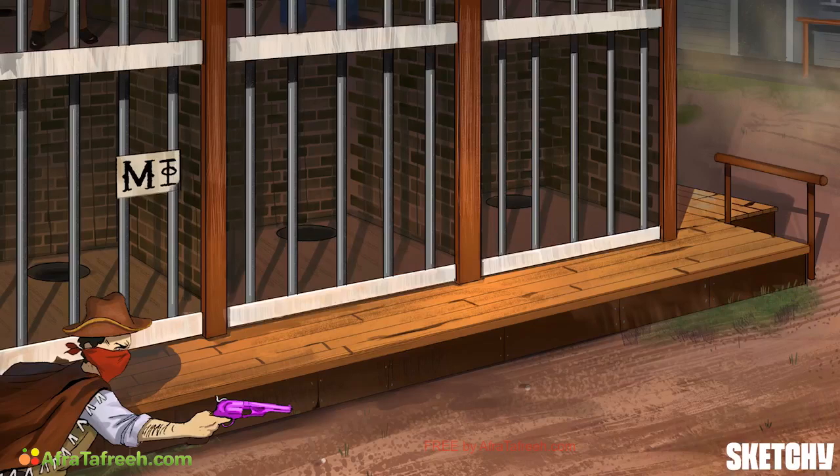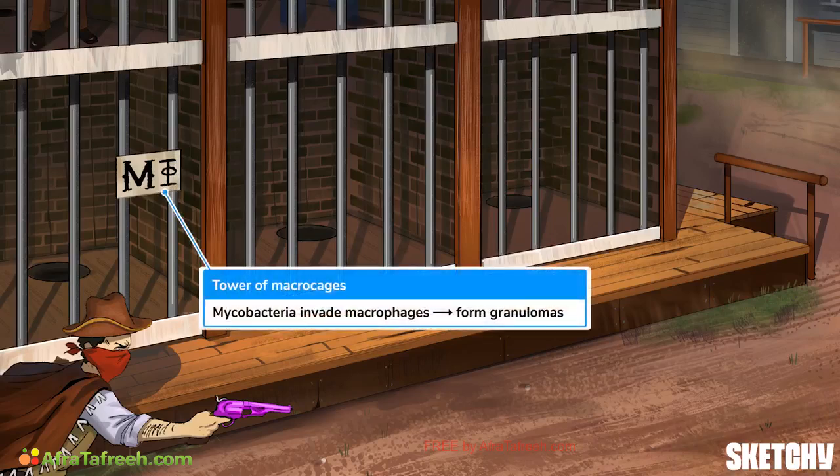Like their brethren, the tuberculous mycobacteria, these non-tuberculous bacteria like to invade macrophages, represented by our recurring macrocage, and form granulomas. Without going too much into the pathophysiology and immunology, it's an important way these organisms escape detection from the immune system. Now, let's take a closer look behind bars.